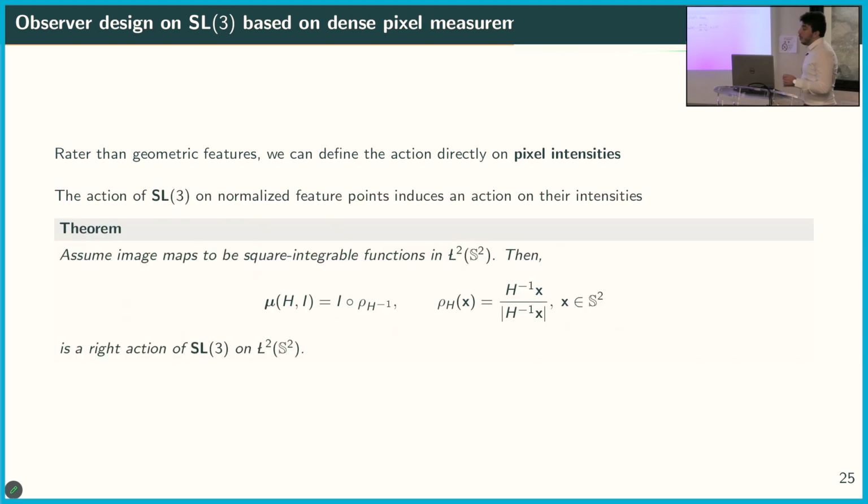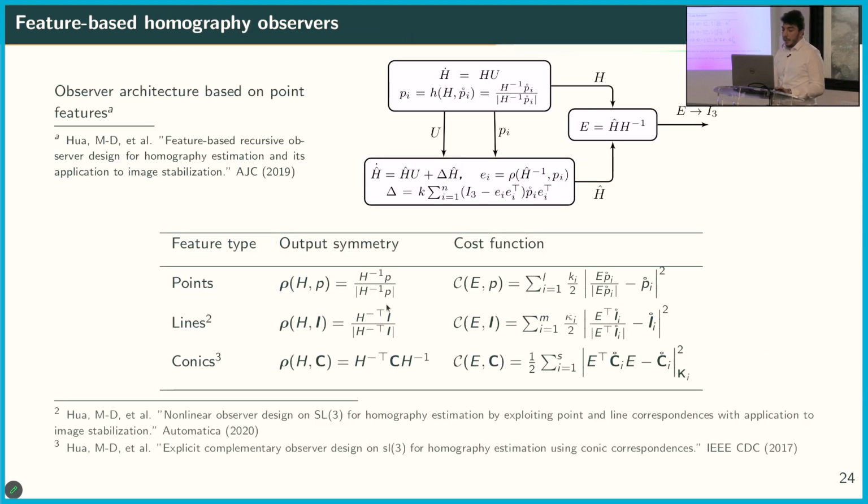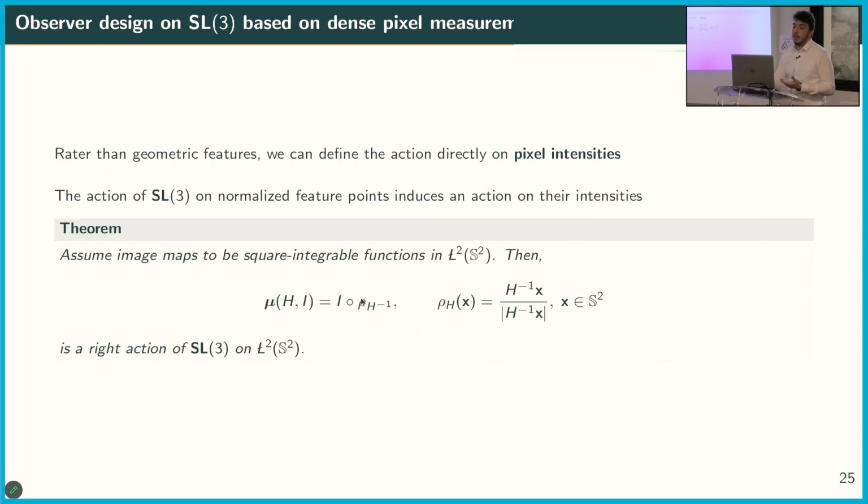So the action of SL3 that I just showed you over here can actually be used to induce an action on their intensities. So instead of just mapping the feature points themselves from one image to another, I'm now going to map the intensity of the pixel, the value of the pixel itself, into another image. And we define this new group action, which is defined as a composition of the image function itself with the other action on the feature coordinates.